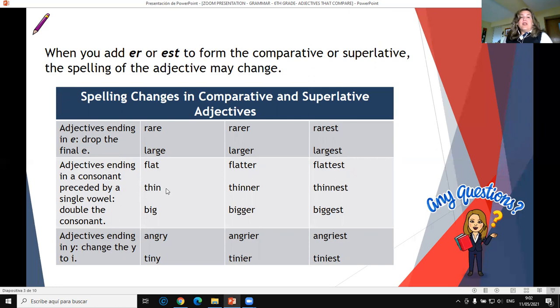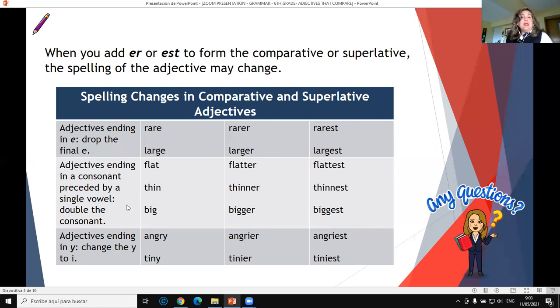Another example is thin. Here you have the consonant N preceded by one single vowel, which is I. So you need to double the N and add ER or EST, and you get thinner and thinnest. And for big, again, we have a consonant at the end, the G, and it's preceded by I, which is a single vowel here. So you double the G and you get bigger or biggest, if you want comparative or superlative.